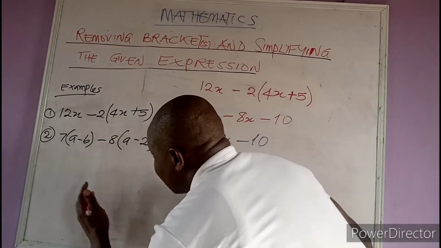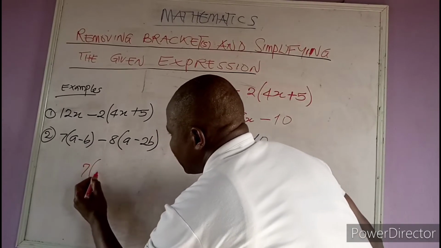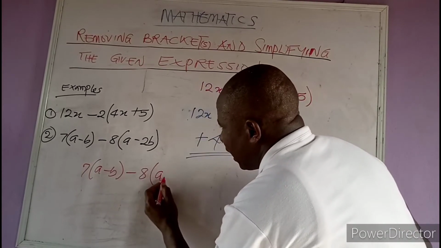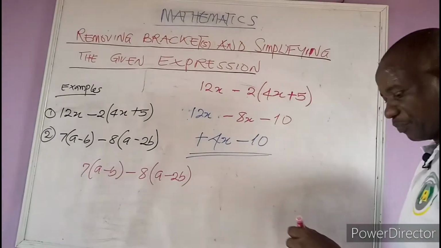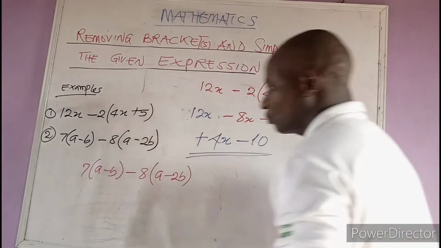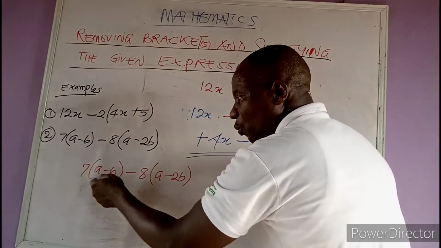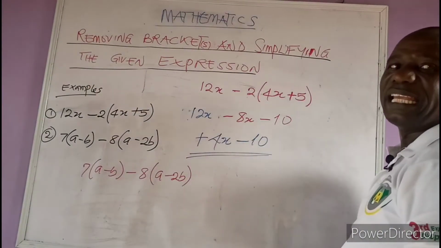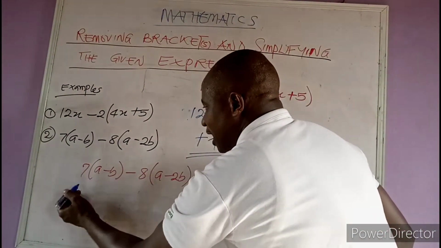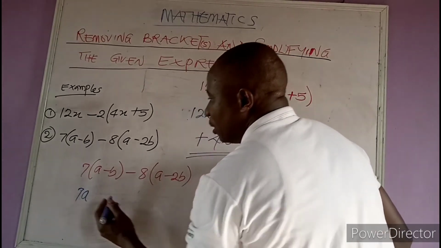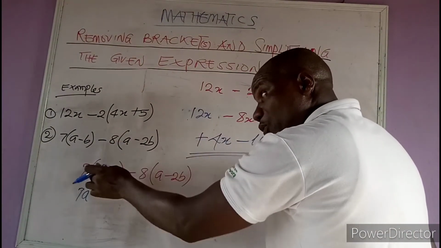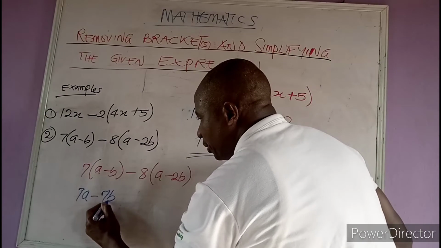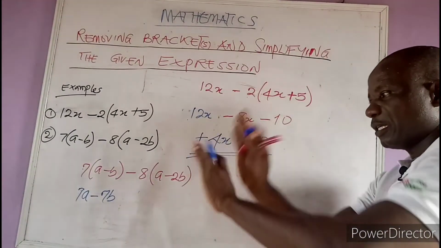Now let's open the bracket. Now we have 7 open bracket, a minus b, minus 8 open bracket, a minus 2b, close the bracket. Class, as we did the other time, we brought this number out from this house. He's standing in front of the house. Let's return him back inside the house. Plus times plus, that is plus. 7 times a, 7a. Remember, that 7 belongs to both of them. You come back. Plus times minus, minus. 7 times b, 7b. We are through. But the bracket, bye-bye. It has gone.